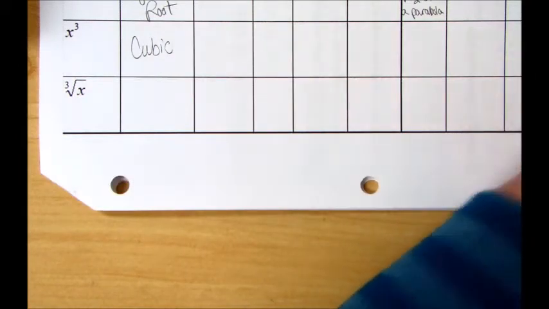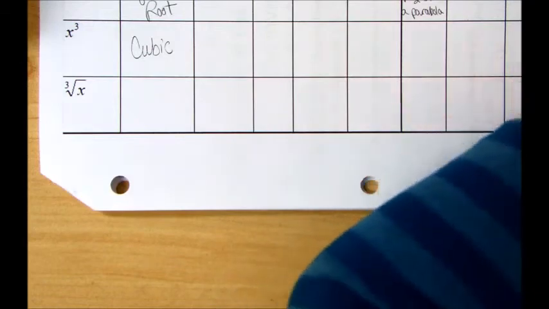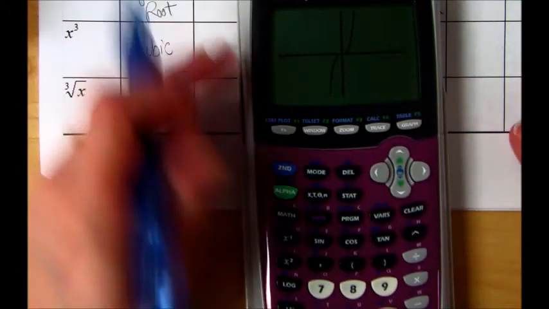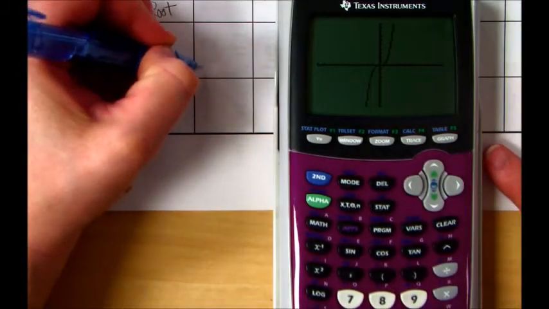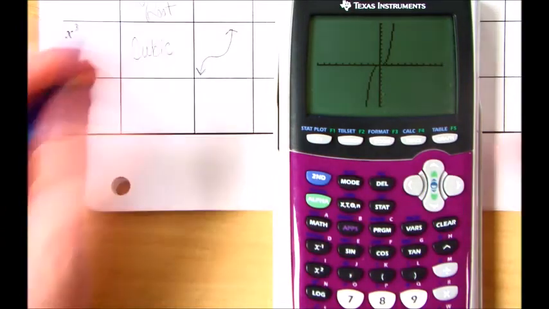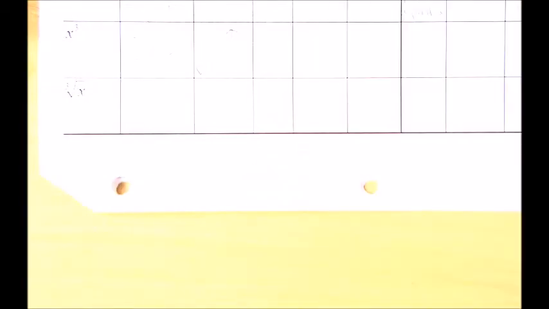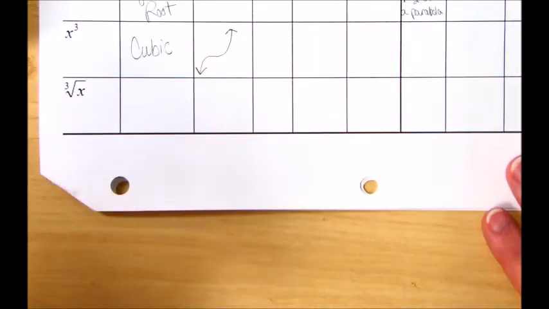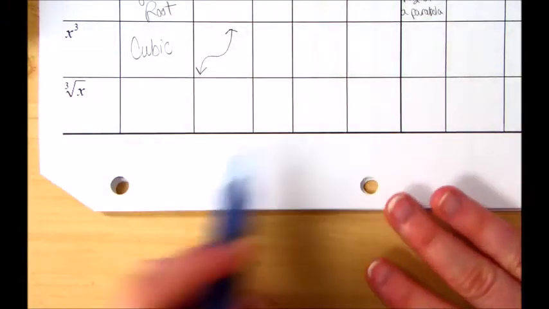Let me clear out what I have in my calculator. This is what a cubic graph looks like. So it kind of goes and it takes a little turn. That's a cubic graph. Say the shadows on that just got really weird.